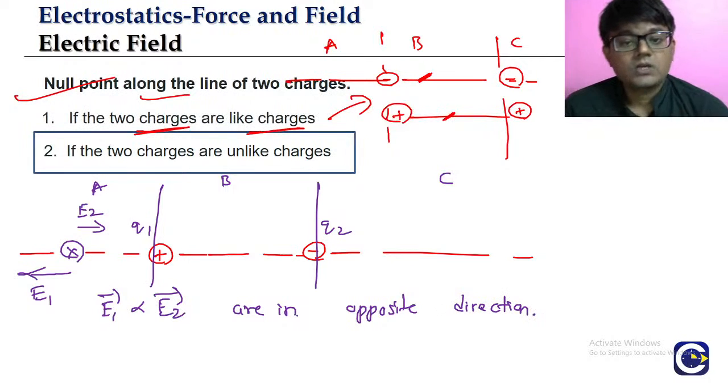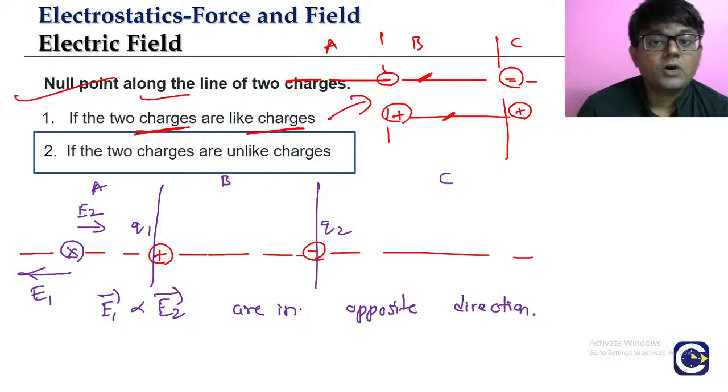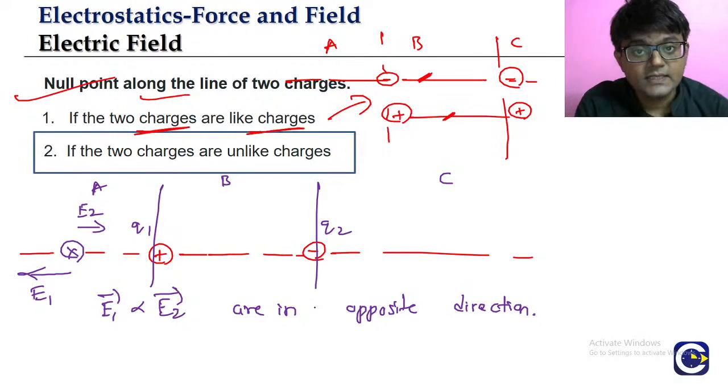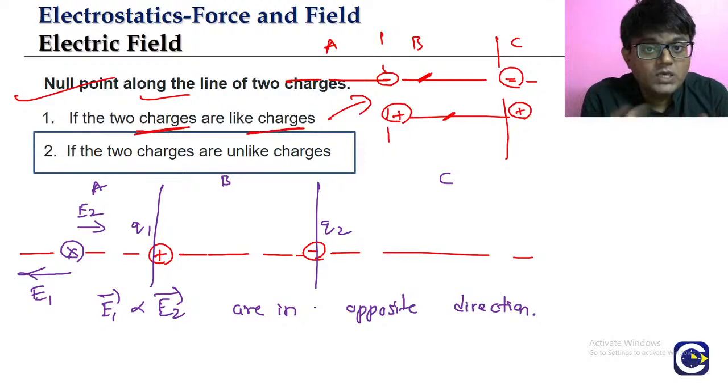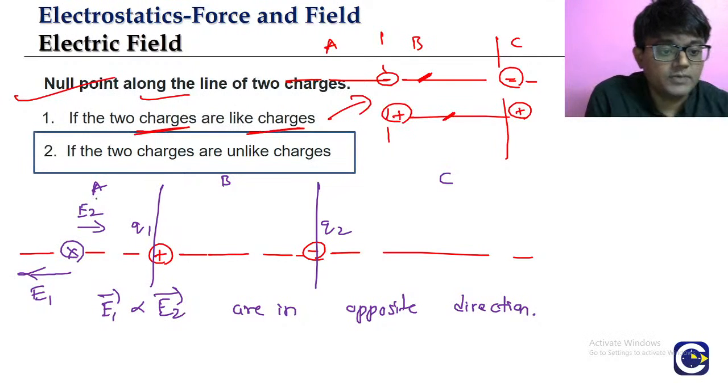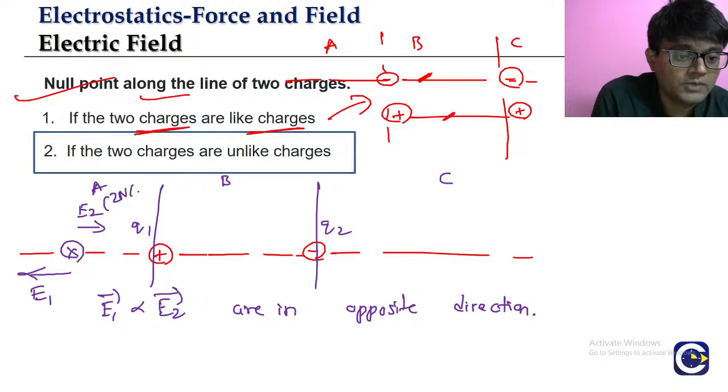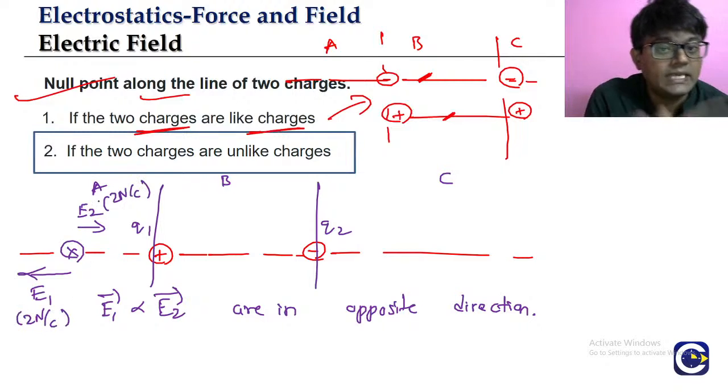Now the question: will there be a possibility for them to cancel? There can be a possibility, right? Because the two vectors are in opposite direction, there will be a possibility for them to cancel when the magnitudes become equal. They both will be cancelling. For example, if this is 2 Newton per coulomb and this is also becoming 2 Newton per coulomb, both will cancel each other. Now we will look at region C.